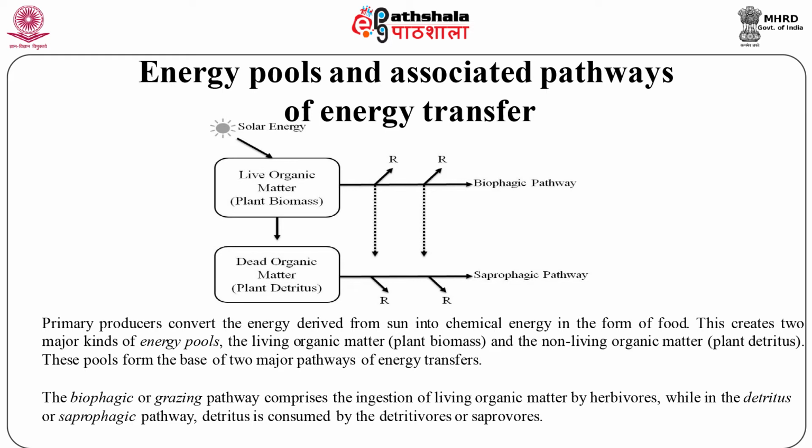Organisms following the biophagic pathway constitute the biophagic subsystem, and those that follow the saprophagic pathway comprise the decomposition subsystem in an ecosystem. All heterotrophic organisms depending on food produced by autotrophic primary producers are called secondary producers, and the organic matter synthesized by them constitutes secondary production. We can see in the slide the energy pools and associated pathways of energy transfer.